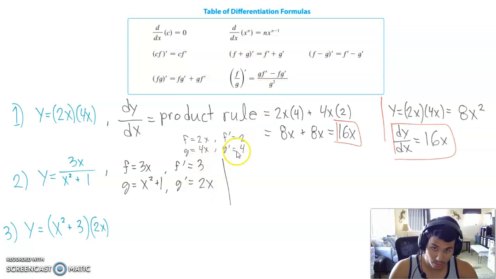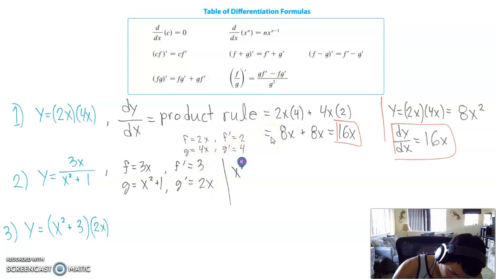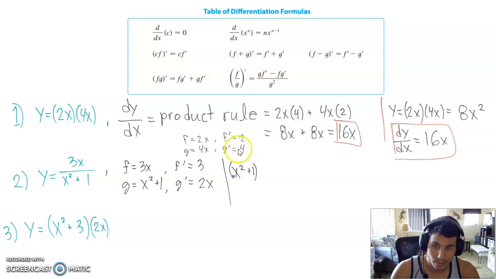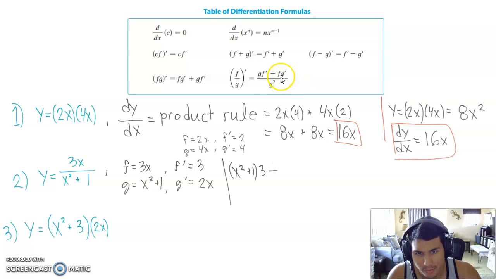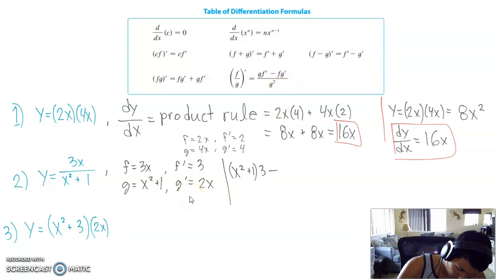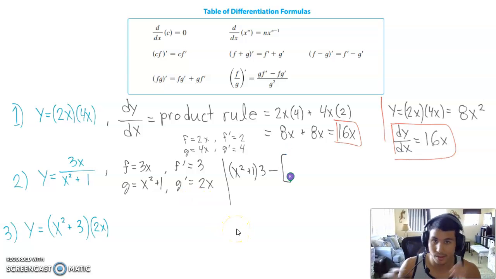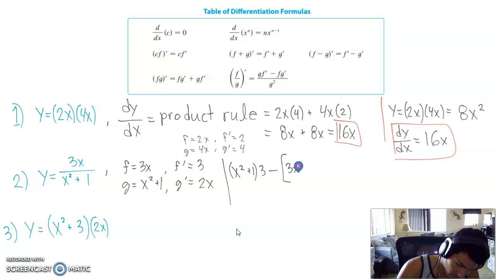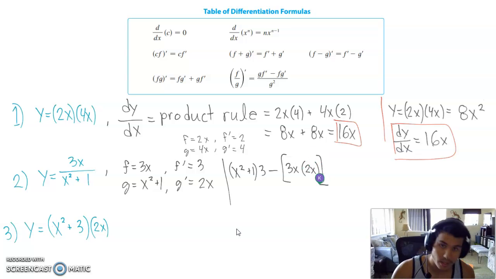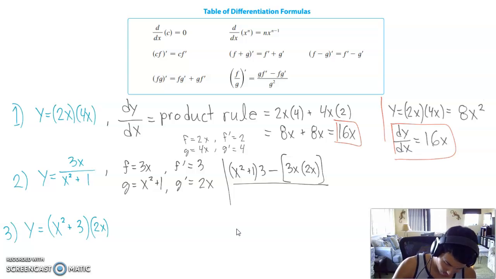So g is the first one. So we get x squared plus 1 times f prime. What's f prime? Oh, f prime is 3. Okay. And then minus, what's the next one we got? We got f. Well, f is, I'm going to write this giant bracket here just so I can distribute that negative in later. It's a tip. It helps me. Okay, and f is 3x times g prime, which is 2x. And all of this is divided by g squared, and g squared is x squared plus 1 squared.